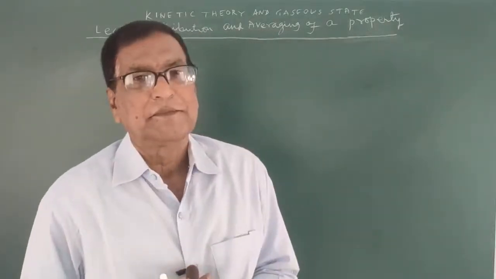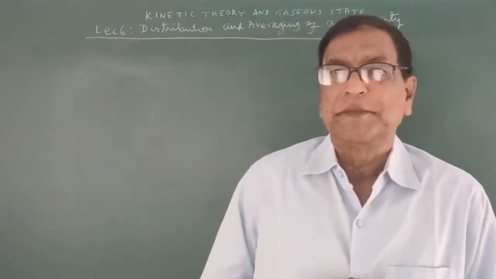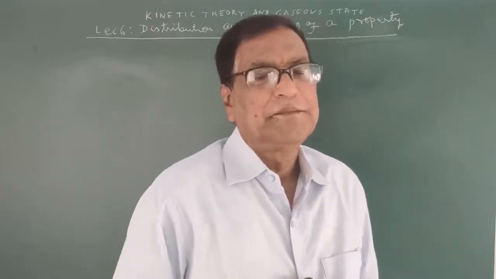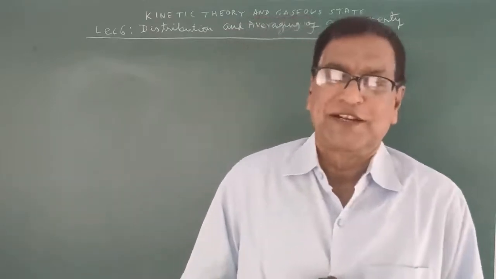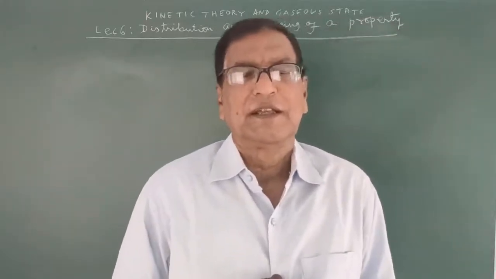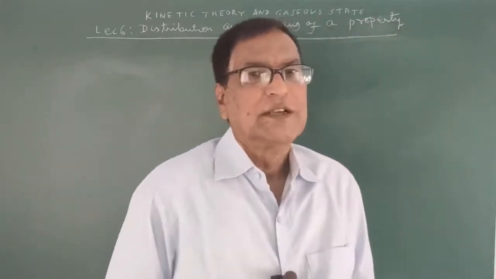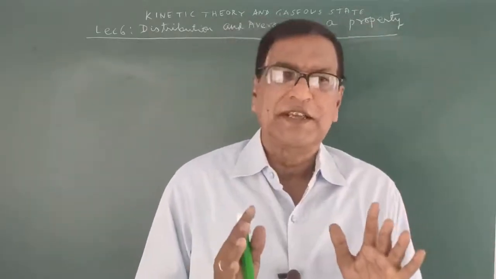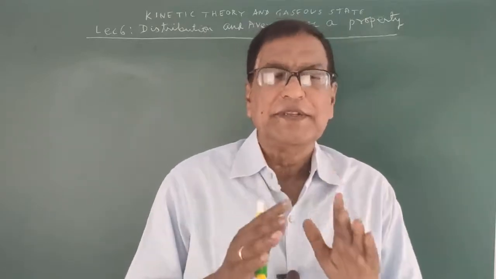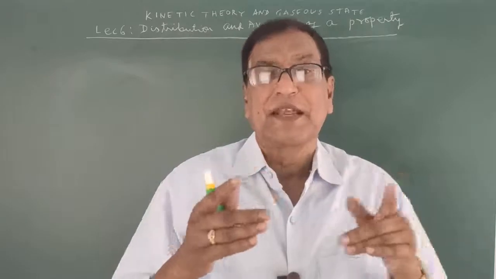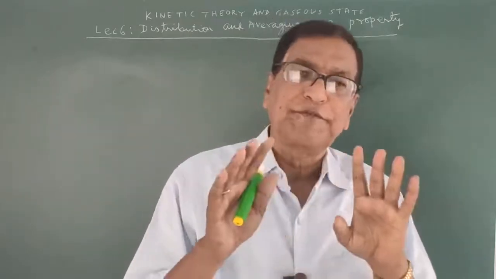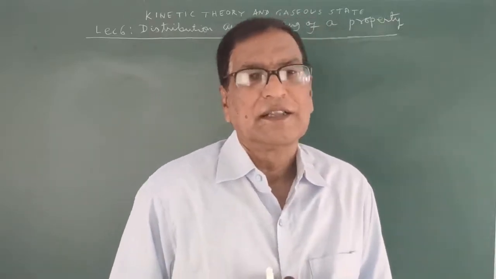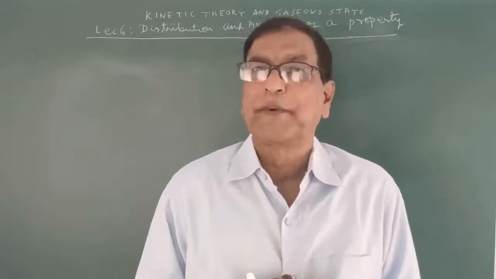After having some elementary concept of probability, now it is time to talk about distribution, before going to Maxwell's distribution of molecular speeds. Distribution is the division of a group of things into classes with respect to certain properties.